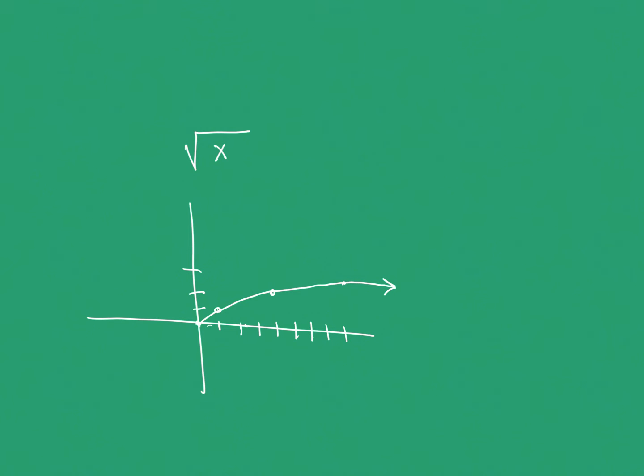And you will also notice the domain of this. You can't square root a negative, so there's nothing over here. Like this part of the area is blank, right? It's not defined over here.